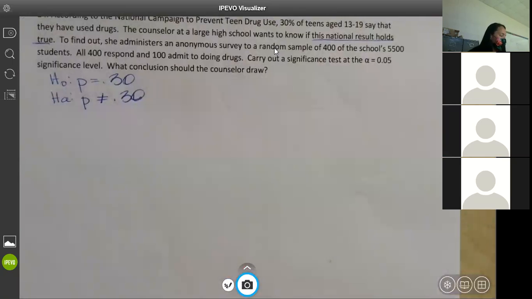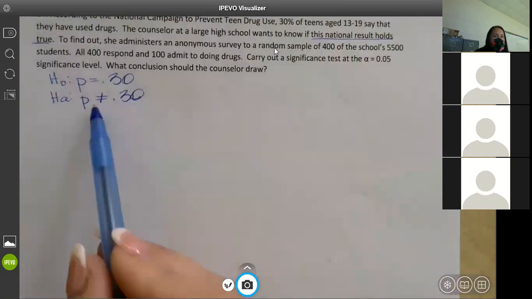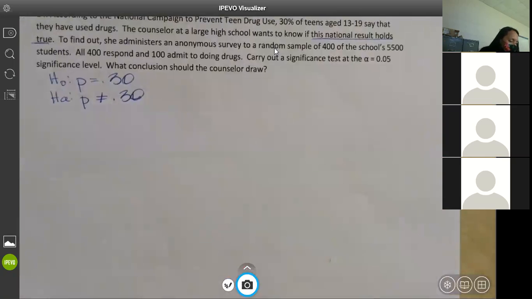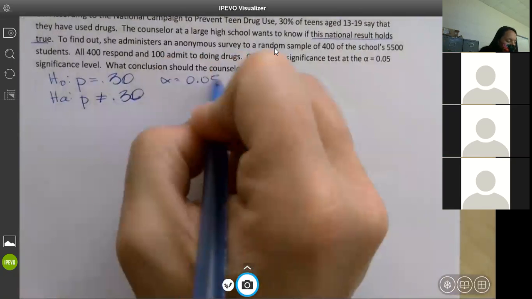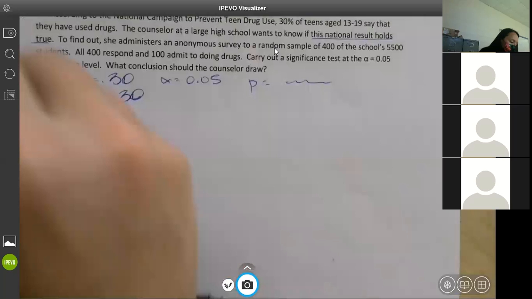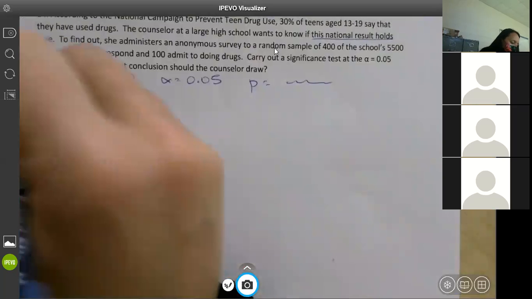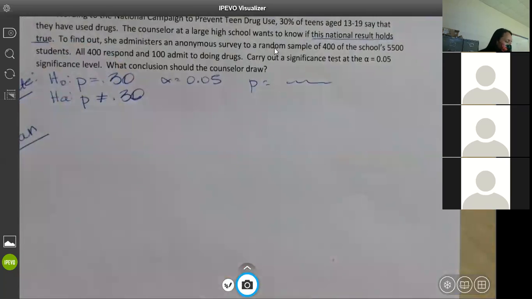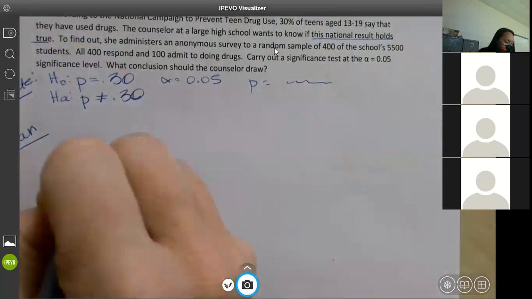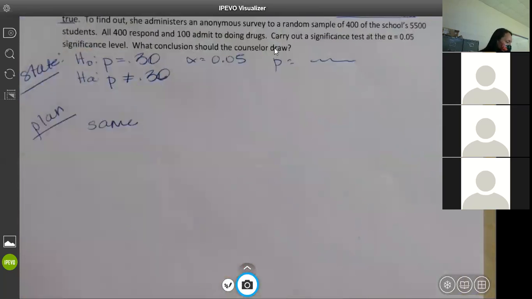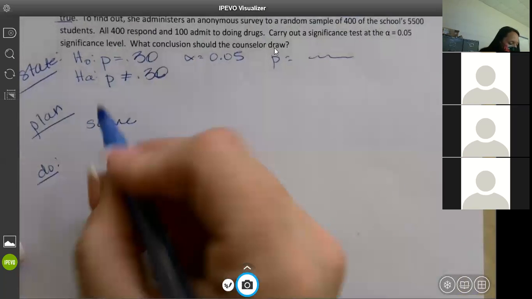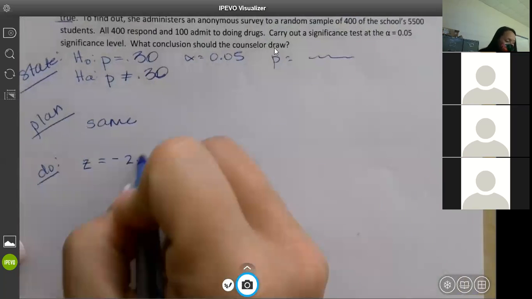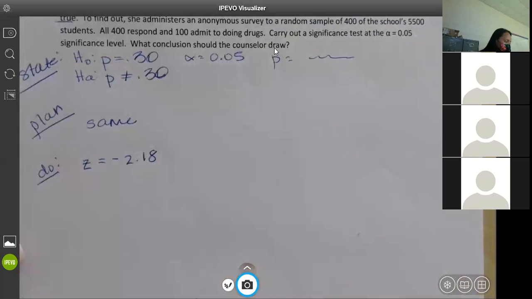All right. So on this last one, it becomes two-sided. So the only thing that really changes is the alternate hypothesis. Alpha was still the same. Your P is still the same. We're not changing that. So your state and your plan are going to be the same thing. There is nothing any different in that whatsoever. Your do is where it will change, and not necessarily anything crazy. Z is still going to be 2.18. That doesn't change.